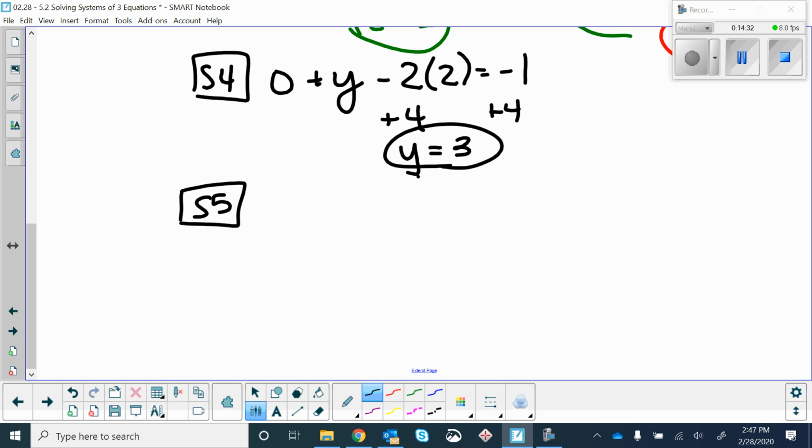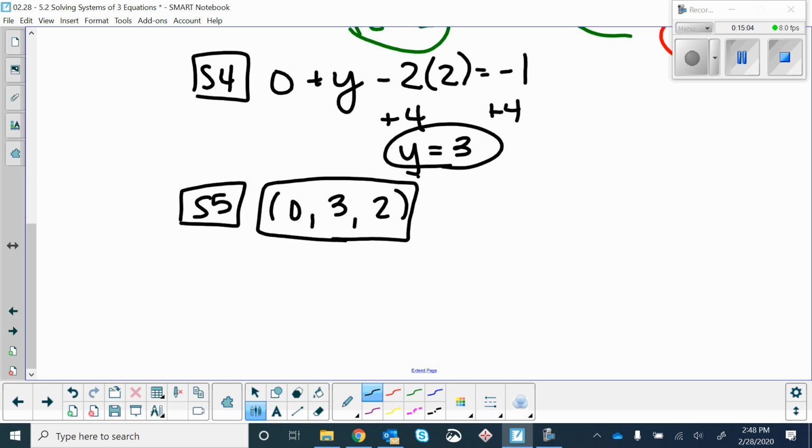And I want to caution you about something. Don't just write the numbers in the order that you found them. Pay attention, they go in alphabetical order, x, y, z. So x is 0, y is 3, and z is 2. We didn't find them in that order, but that's how they need to be written. So that is, in all its glorious detail, this entire system.